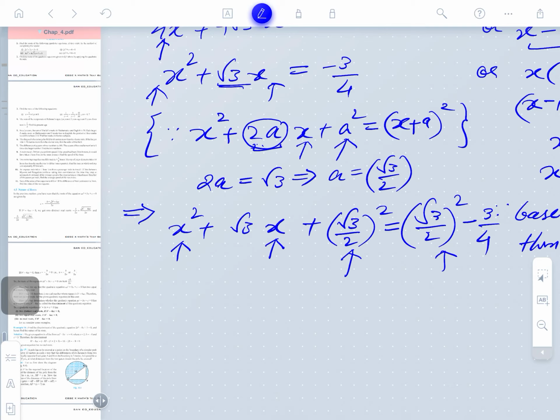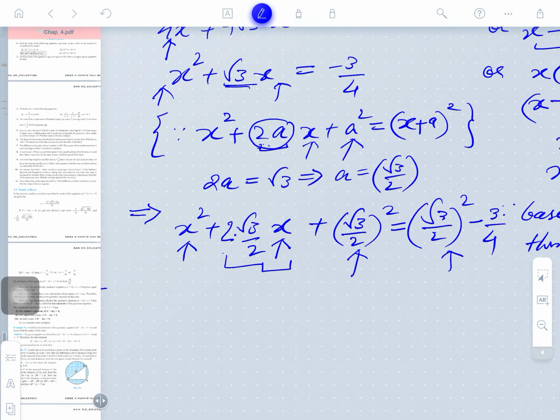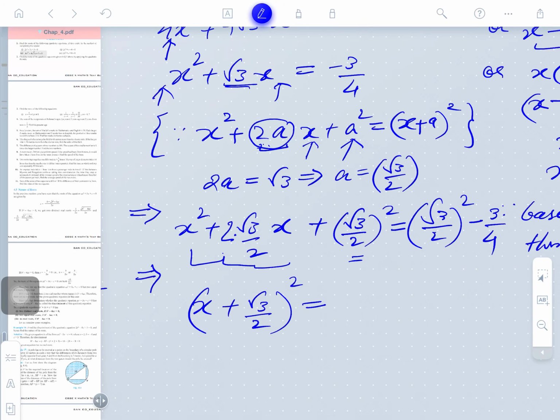Clear or not? But listen here. We think that √3/2 is there, and the 2 is from the formula, so it is 2ab. Is that clear? 2ab. So we can solve in the same manner here. What pattern are we observing? a², 2ab and b². So it can be written as (a + b)² equal to something.